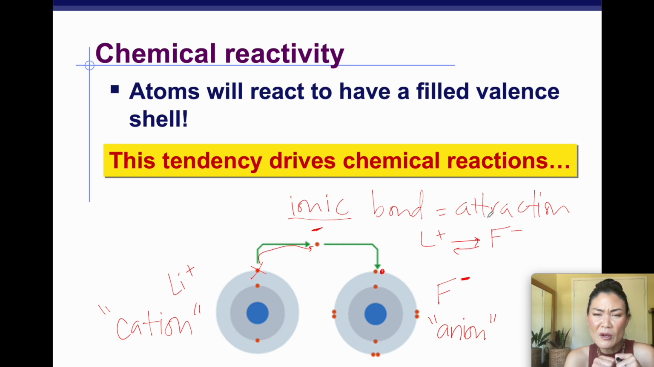But you know what? This bond of attraction is pretty weak. Ionic bonds are considered to be weak because let's say that another positively charged cation comes along, like maybe a sodium ion, then the fluorine's going to be attracted to the sodium, and the sodium's going to be attracted to it. So, ionic bonds are weak attractive bonds, okay?